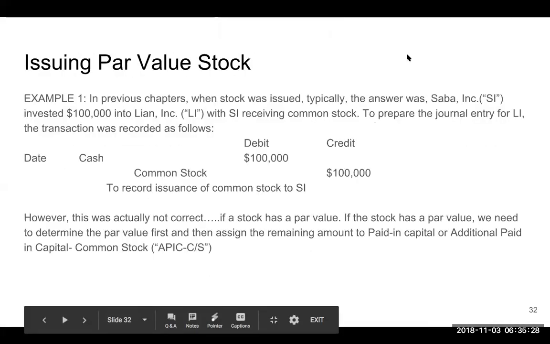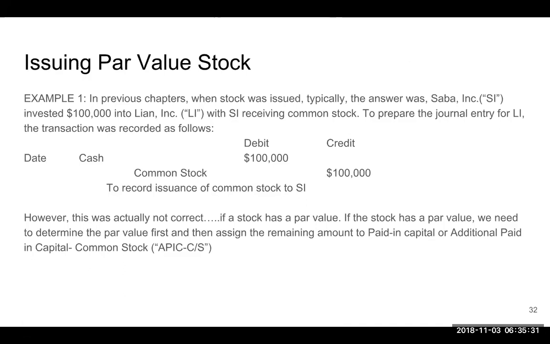So when we looked at issuing stock in our early chapters, Saba Inc. invested $100,000 in Leanne, with SI receiving common stock. To prepare the journal entry for Leanne, we debited cash and credited common stock. However, this was not really correct, because if a stock has a par value, which generally it does, we need to determine the amount that we're first allocating to par.